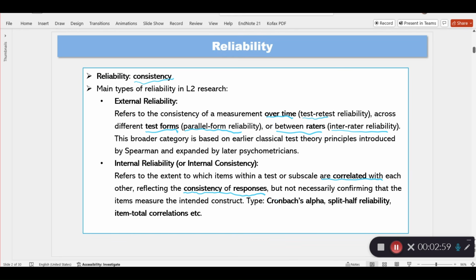And there are different types of internal reliability statistics or coefficients, the most famous of which is perhaps Cronbach's alpha or alpha coefficient, but there have been a number of them which have emerged and been used throughout the years, including split half reliability, item total correlation, omegas, McDonald's omega, and so on. I will talk about quite a few of them, but I will mostly focus on Cronbach's alpha. Now let's start by focusing on external reliability or external consistency, if you will, and then we will move on to internal reliability or internal consistency.